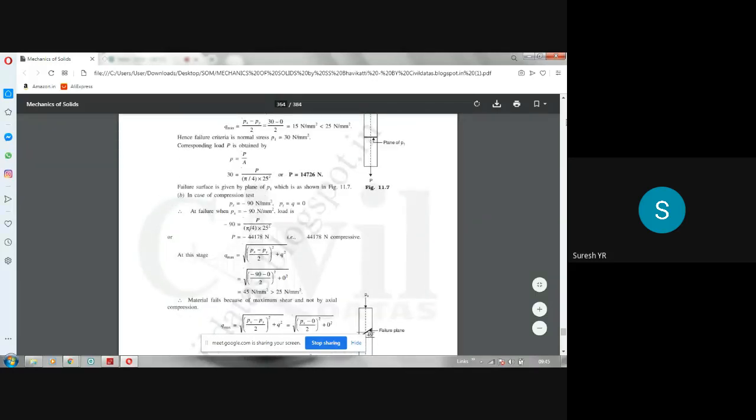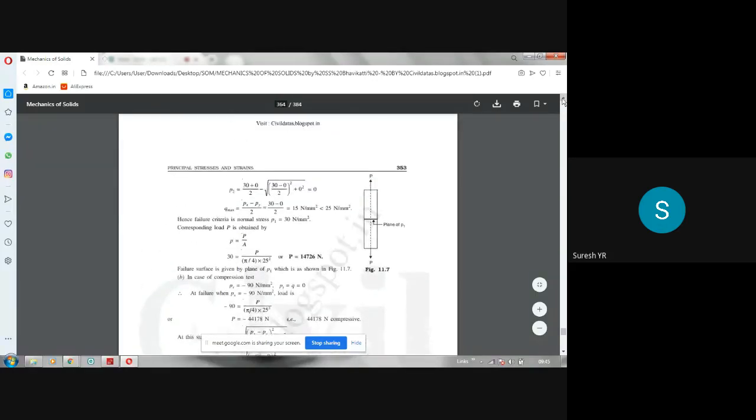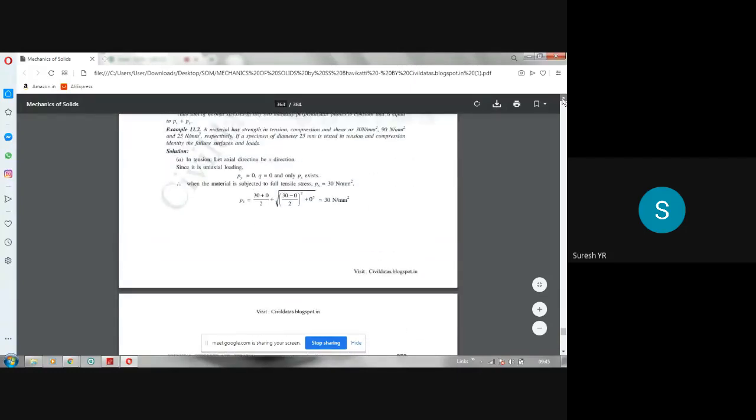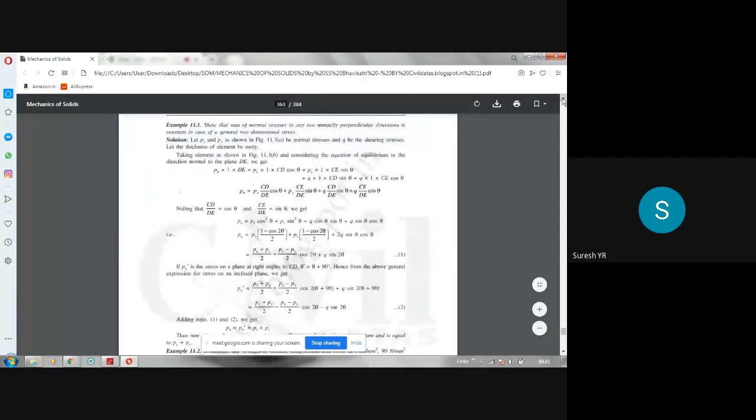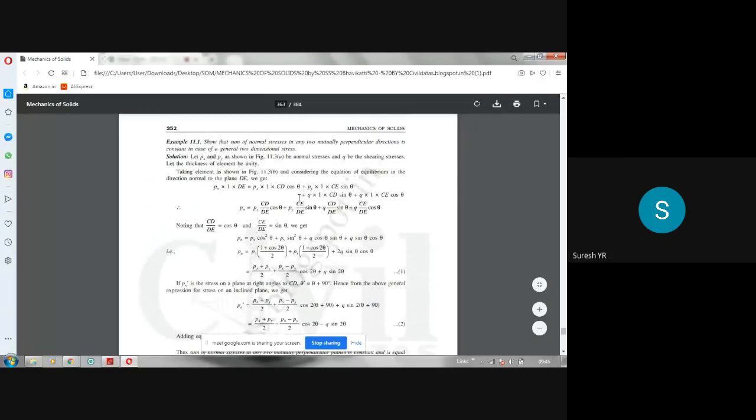Yes, see here. On that plane which makes an angle theta with the vertical face, this is the expression for Pn. This is what we have derived. Up to this we have already derived it, but you have to derive it in the exam if they ask. So Pn is (Px plus Py) by 2 plus (Px minus Py) by 2 into cos 2 theta plus q sin 2 theta. This is the formula used to find the normal stress on an inclined plane.